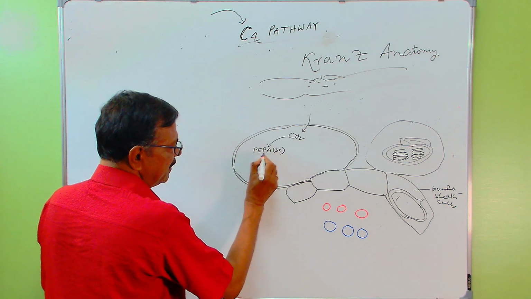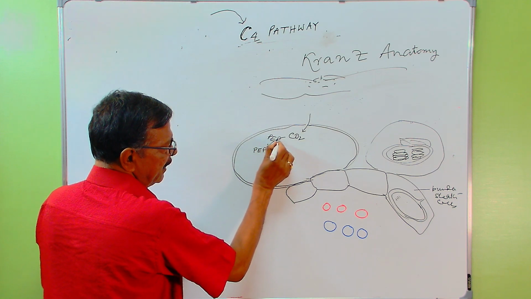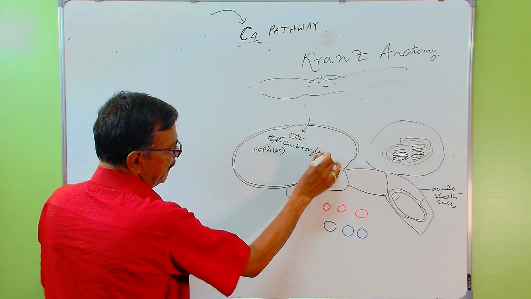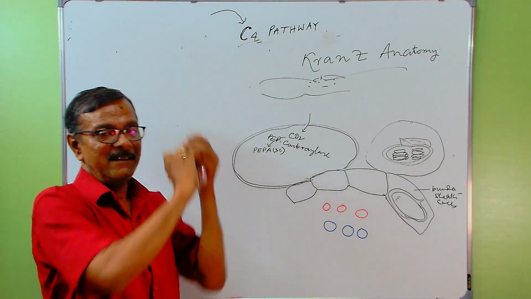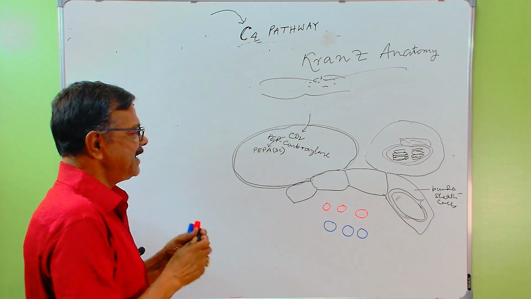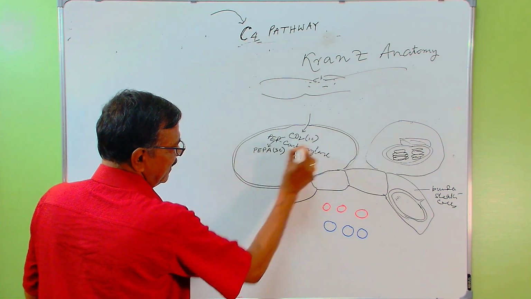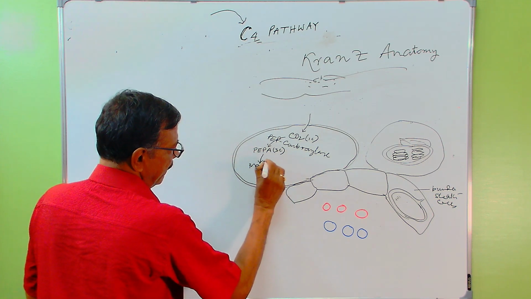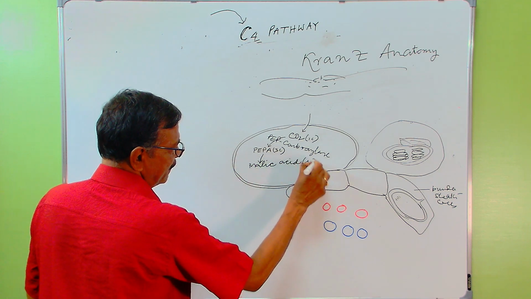phosphoenol pyruvic acid, with the help of the enzyme PEP carboxylase. PEP carboxylase acts here, and there RuBP carboxylase. Here PEP carboxylase acts on CO2, and that produces malic acid. Malic acid is a 4-carbon compound.